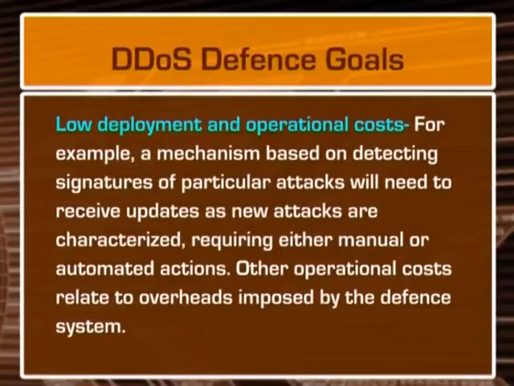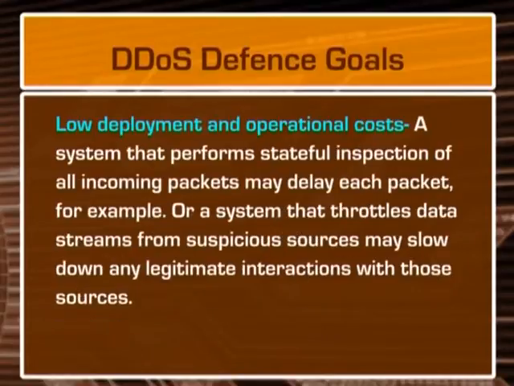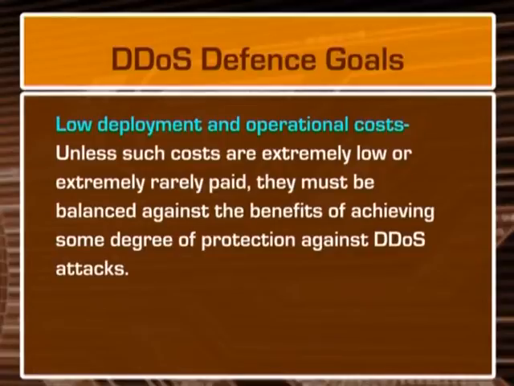Other operational costs relate to overheads imposed by the defense system. A system that performs stateful inspection of all incoming packets may delay each packet, for example, or a system that throttles data streams from suspicious sources may slow down any legitimate interactions with those sources. Unless such costs are extremely low or extremely rare, they must be balanced against the benefits of achieving some degree of protection against DDoS attacks.